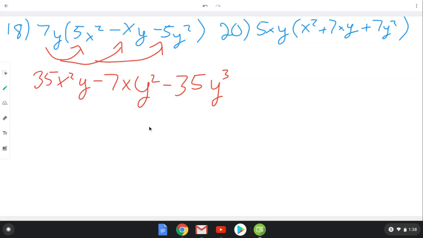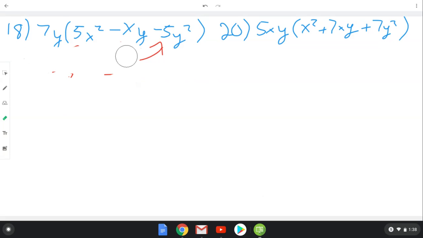So let's do another example. Let's do number 20 over here. So I'm going to erase this. So if you need to pause the video and finish writing, go ahead and do that. Okay, and we're going to do the same thing. So I'm going to do 5xy times x squared.